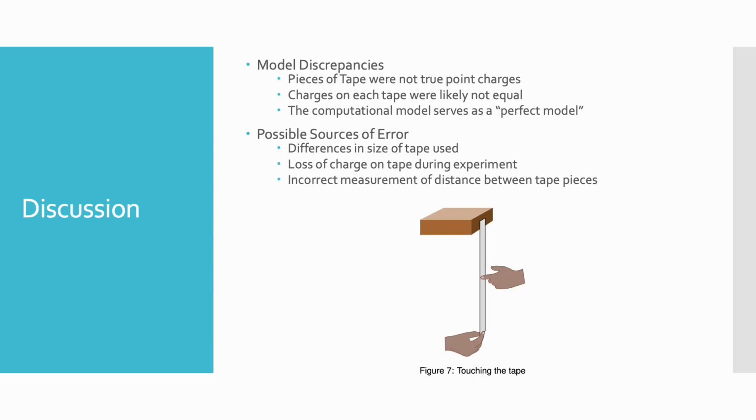In my model, there were some discrepancies, which were that the pieces of tape were not true point charges, and also that the charges on each tape were likely not equal. Also, the computational model serves as a perfect model, meaning it does not completely represent the tape experiment in the real world. My possible sources of error were differences in size of tape used, loss of charge on the pieces of tape during the experiment, and possible incorrect measurement of the distance between the tape pieces during the experiment.